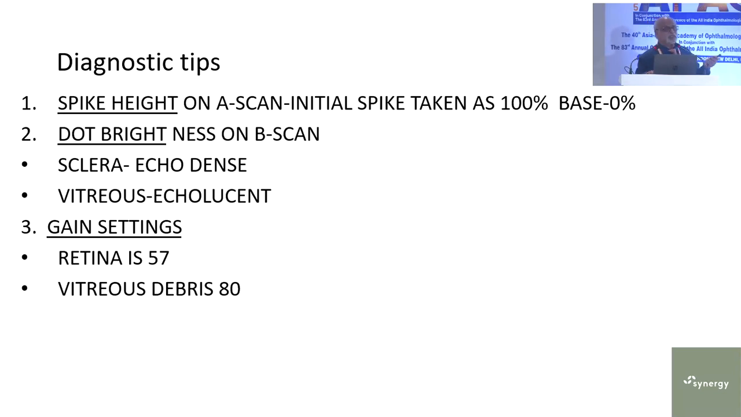Some tips I must give you: if you are doing ultrasound with a gain setting at 57, and you see a shadow and you reduce the gain and you find that the membrane is still there, then it has to be the retina. And supposing they are vitreous debris, they are only visible at 80, and if you reduce the gain, they will just disappear.